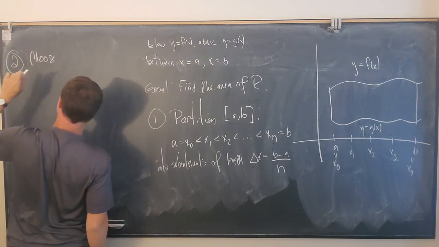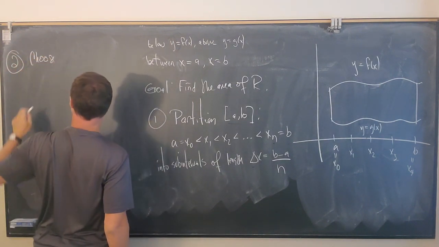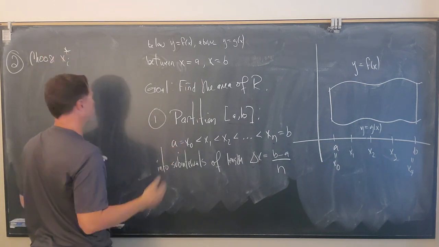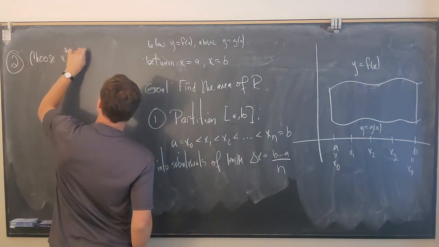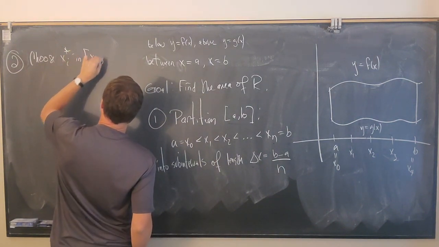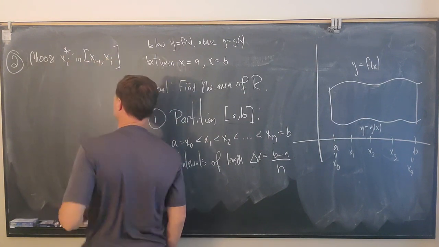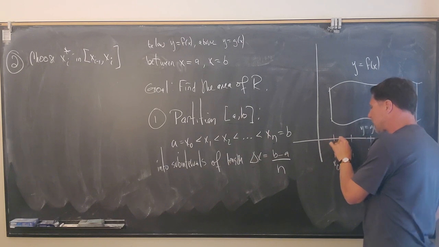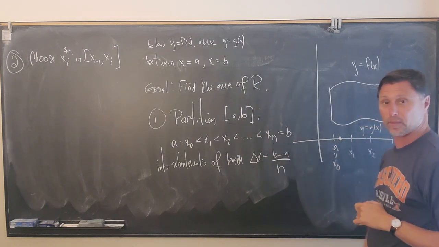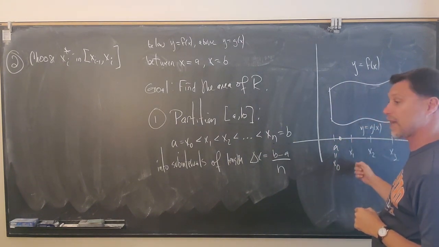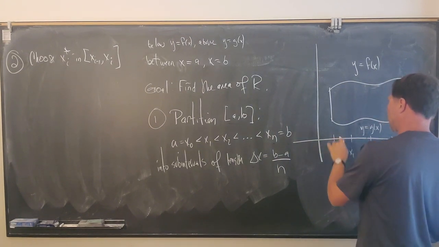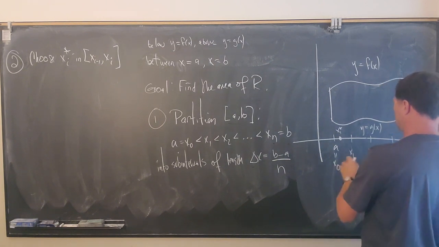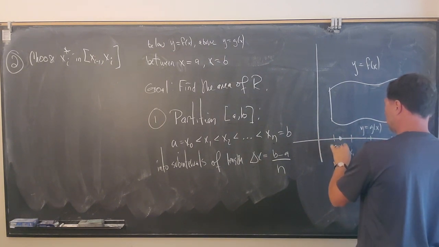Now what I'm going to do is choose a point x sub i star, a specially chosen point in the subinterval x sub i minus 1, comma x sub i. What that means is just pick a point at random, and put a dot. Just pick a point in each subinterval. So in the first subinterval, x0 to x1, I pick a point, and I'm going to call that point x1 star. Let me put it down below, at x1 star.